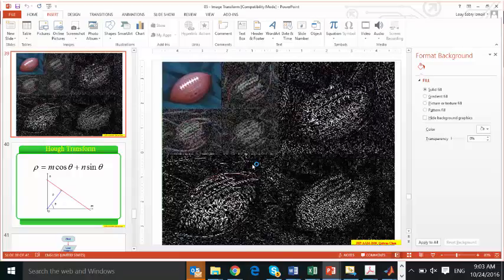A third transform in this chapter that we will deal with is called the Hough transform, which is used for the identification or the recognition of shapes. So here we have.